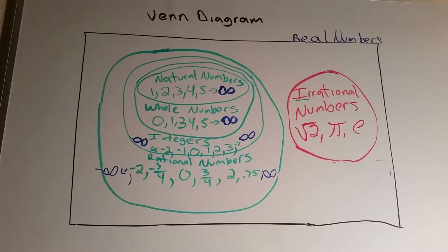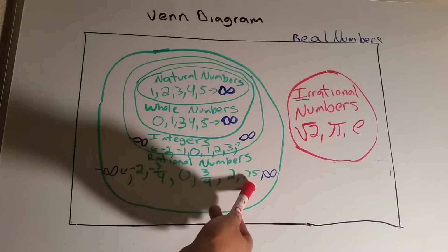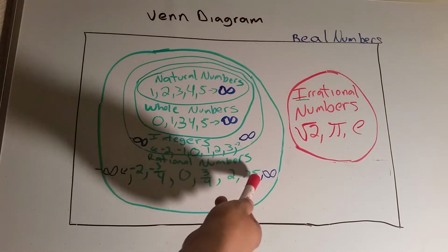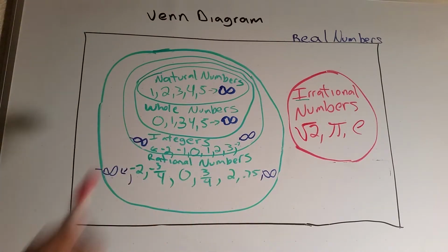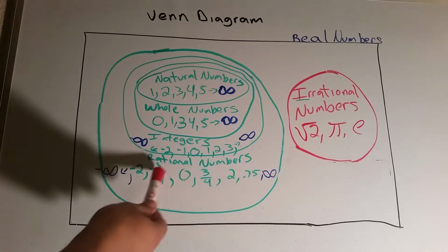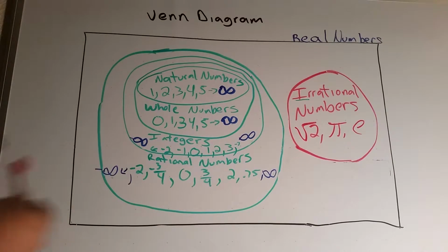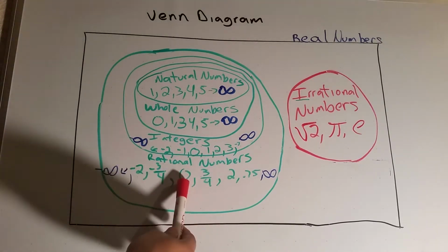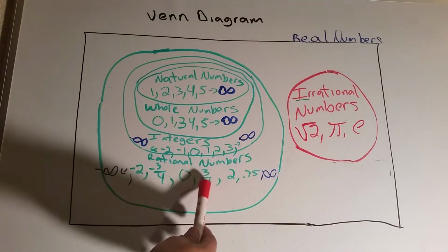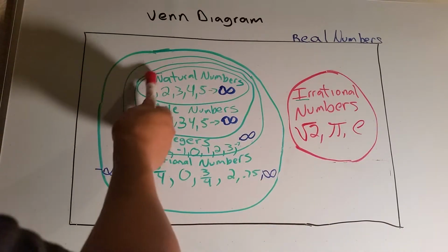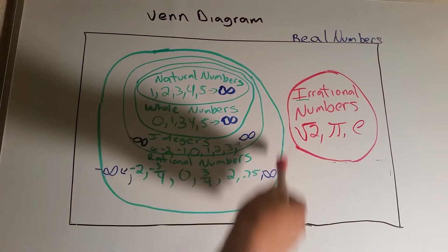Next is rational numbers. Rational numbers is any number that can be written as a fraction. For example, 3/4. 0.75 is technically 3/4, so 0.75 still classifies as a rational number. Rational numbers are going to include integers. They're going to include whole numbers from 0 to infinity. They're going to include from 1 to positive infinity, which is natural numbers. And they're going to include pretty much this whole category.